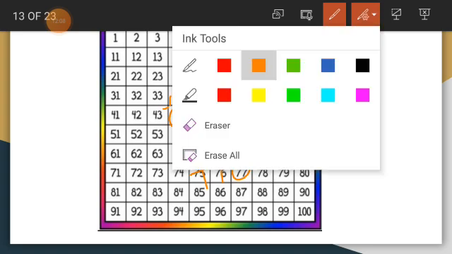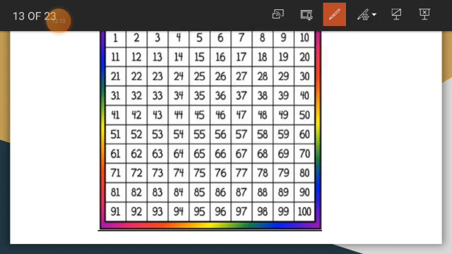Okay, let's take one more example. Now the next number is, let's see, 67. When we add 1, that comes 68, and when we subtract 1, that answer will come 66. Clear? Now subtract 10, the answer is 57. Add 10, the answer is 77.